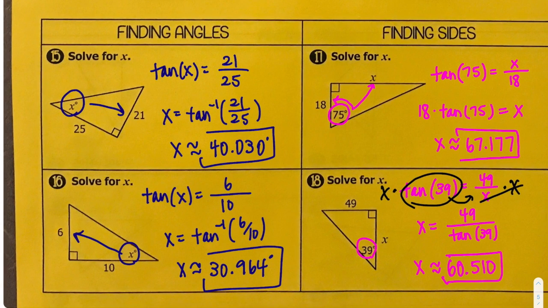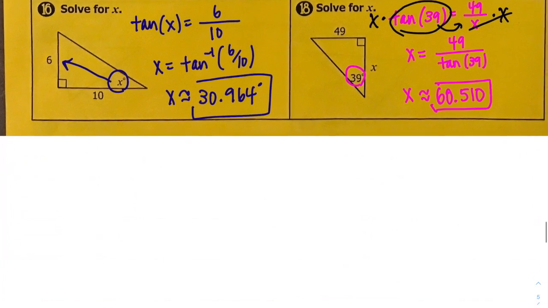Now, just like before with finding the angle, that's where we're using the inverse trig features. So tangent of x is equal to 21 over 25. So we have to use inverse tangent in order to get x by itself. So x is equal to the inverse tangent of 21 over 25. So those were our 3 trig ratios.